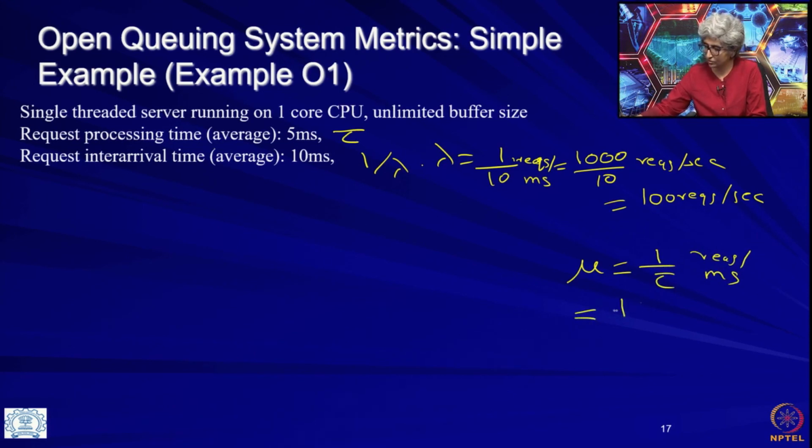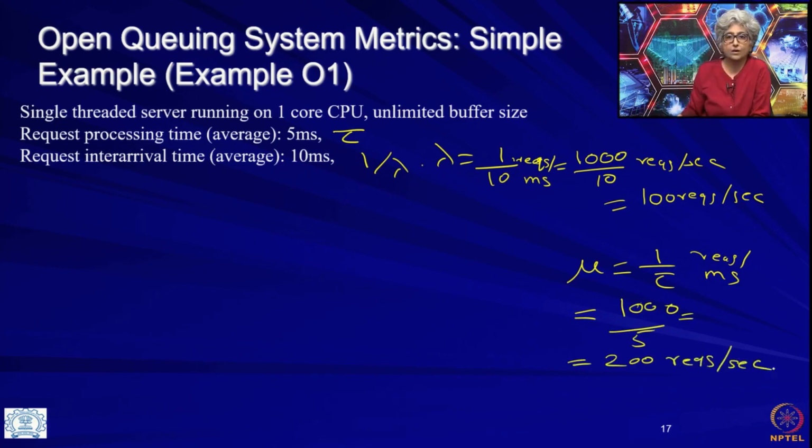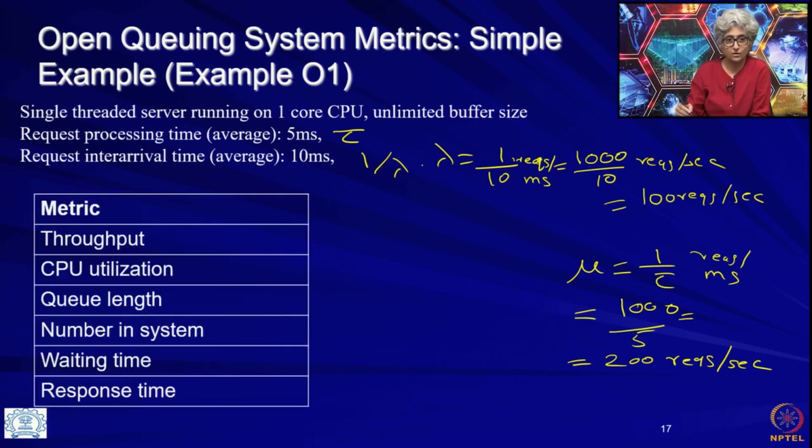If I want to convert it to seconds, I should just do 1000 by 5, this is 200 milliseconds, 200 requests per second. Okay. So, we have our lambda which is 100 requests per second, we have mu which is 200 requests per second, and now we can just apply whatever we saw in the previous slides, right. So, let us see what we can do here.